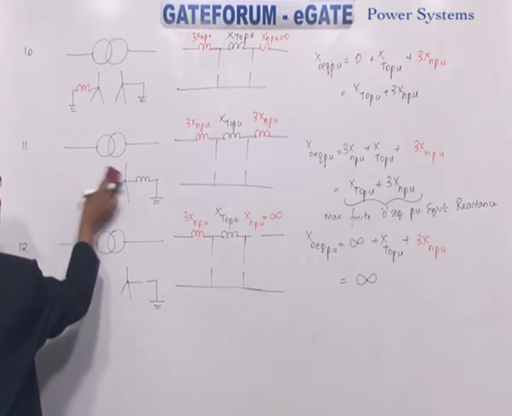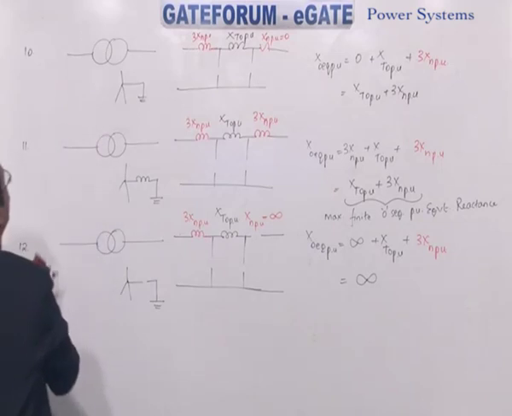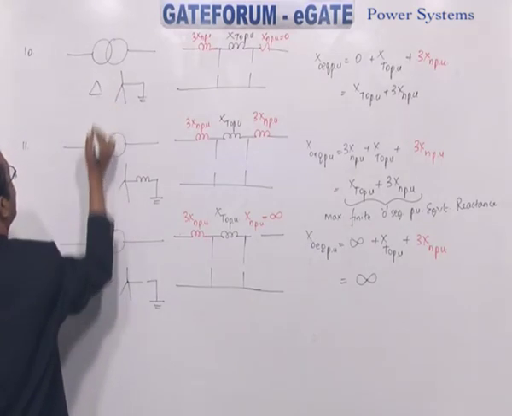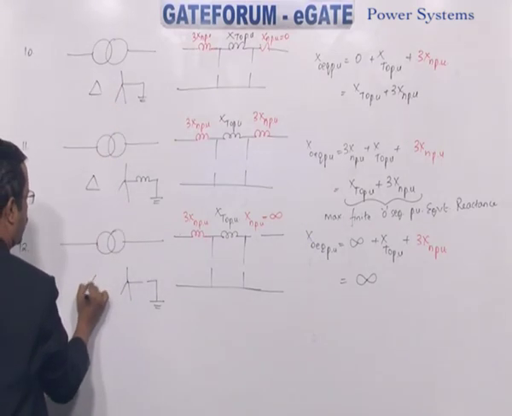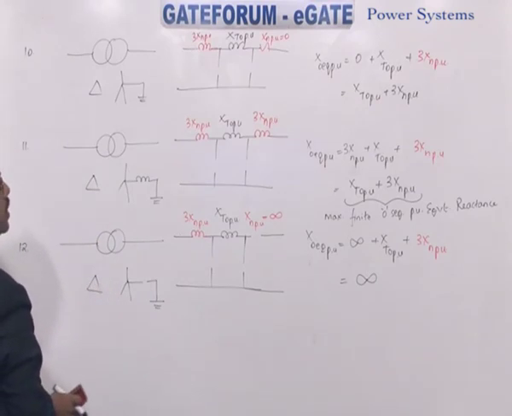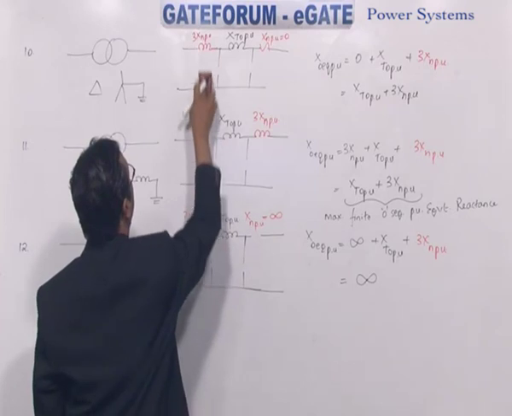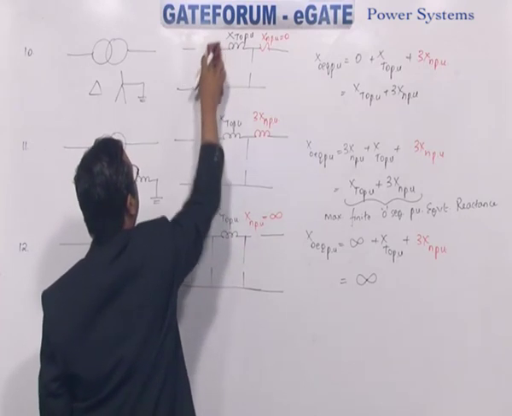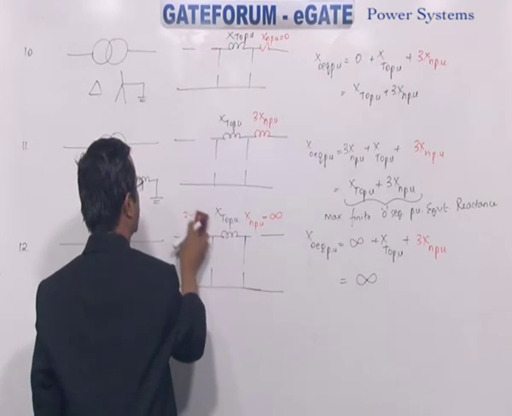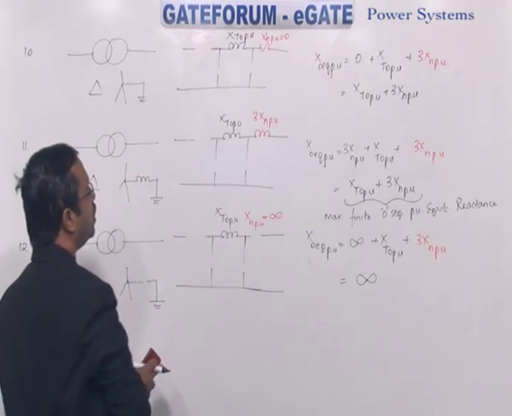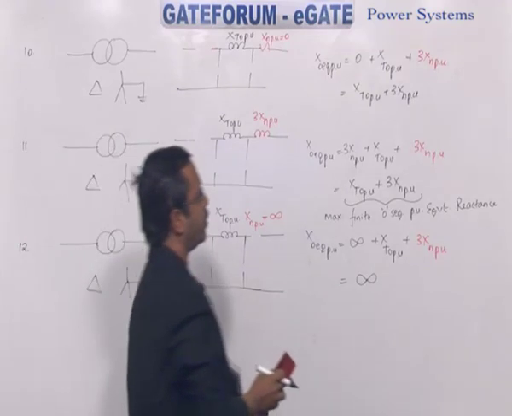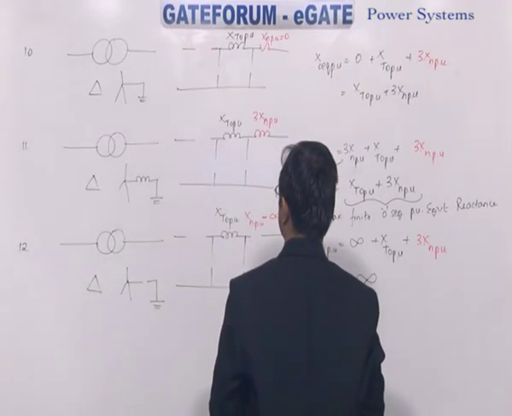Now you make all the primary windings delta. Make all the primary windings delta. So you have to by default operate shunt switches. You have to by default operate shunt switches.